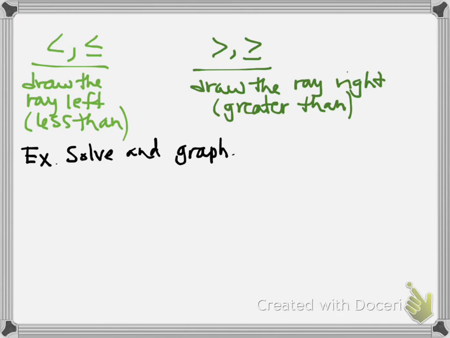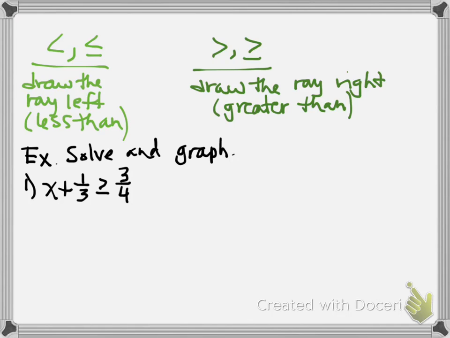Remember tonight, the book may forget to tell you to graph, but you need to graph. But again, your regular paper and your spiral is fine. So let's have x plus 1/3 is greater than or equal to 3/4. To solve this, we're going to pretend this says x plus 1/3 equals 3/4, and we just follow the same exact pattern we would to solve an equation.